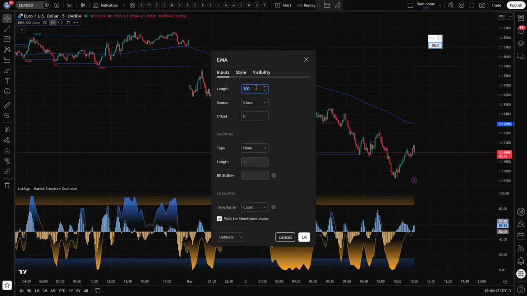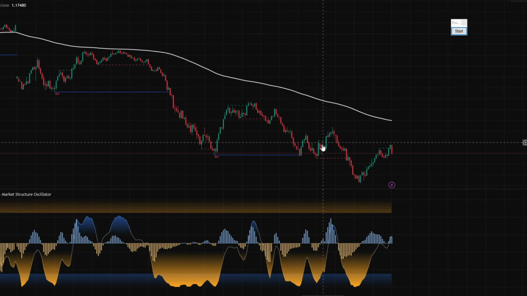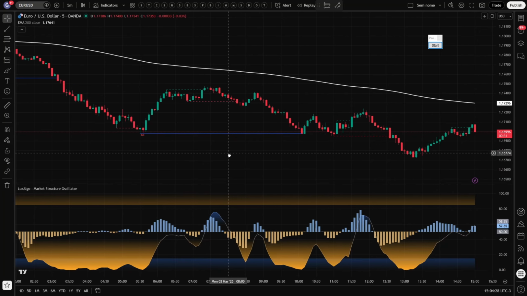I'm going to set its period here to 200, which is already the case for mine. Then, in the style section, I'll change its color to white and also slightly increase its thickness. And hit OK. Now what's my preference? For a sell, it's quite straightforward.